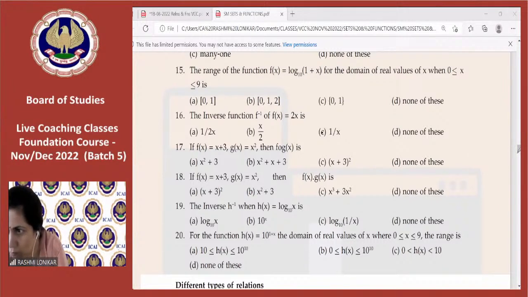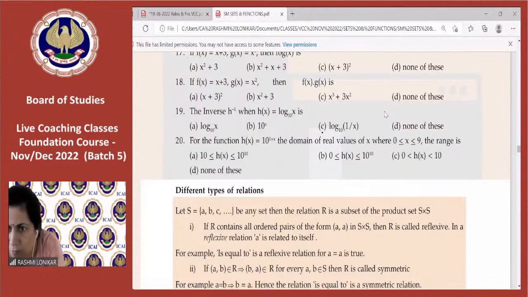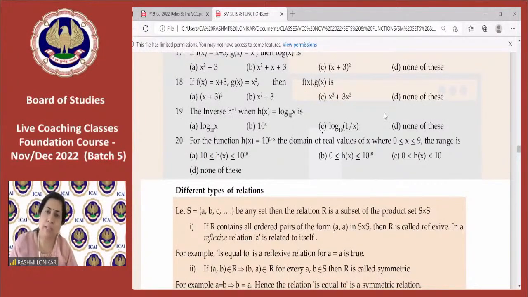Okay, let us see. h(x) is given as 10 raised to 1 plus x. Then the real values of x, domain of real values of x, when x belongs to 0 to 9, the range is given by. Okay, in the 20th sum, let us see what they're asking. They're asking you to find the range. Okay, have you understood till now?